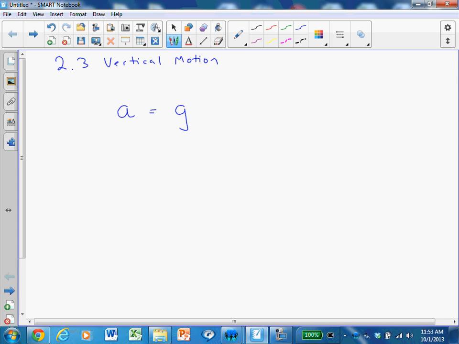And on Earth, g is equal to 9.8 meters per second per second. So a change of 9.8 meters per second for each second. And it's downward, so we'll have that negative. And it's also written as, putting the seconds together, minus 9.8 meters per second squared.